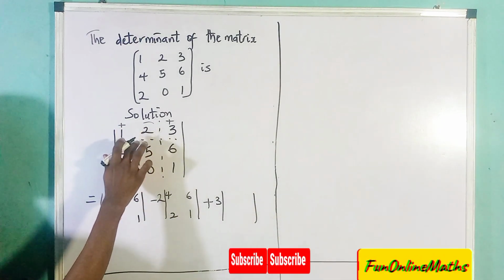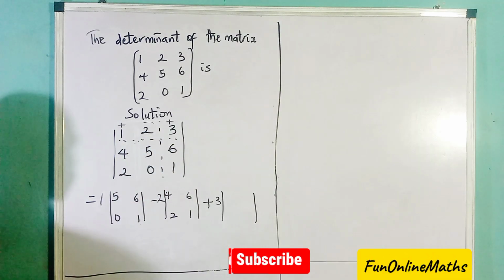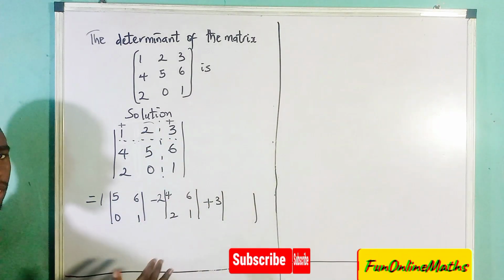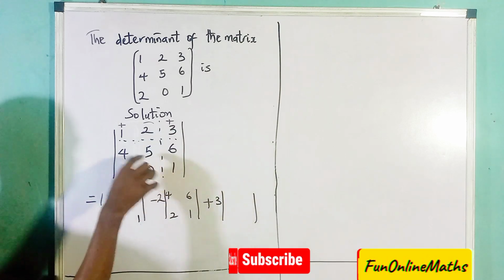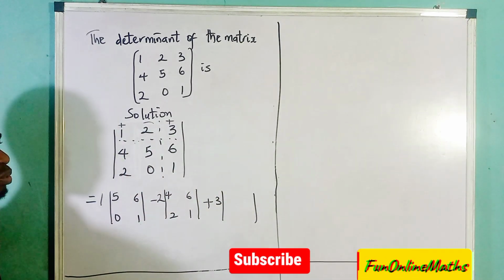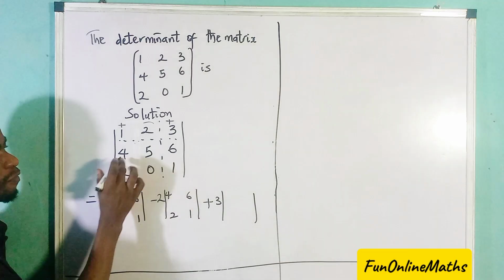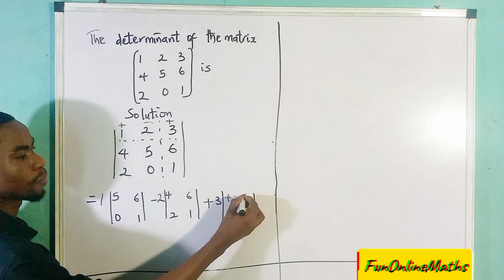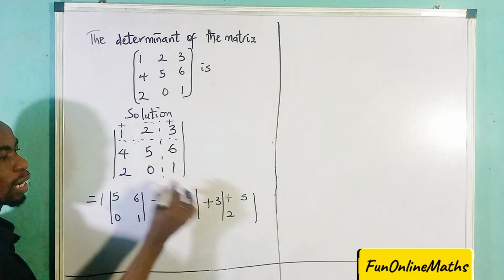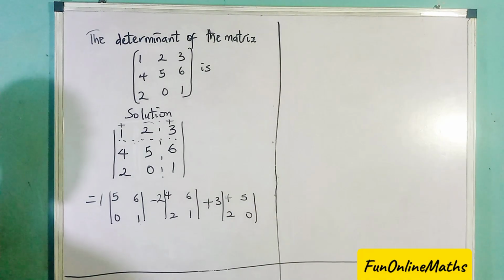So I'm going to remove this, and I'm going to remove that. The right hand side is gone because that's the column for 3. The top side is gone because that's the row. And so we have 4, 5, 2, and 0. Now let's solve it.